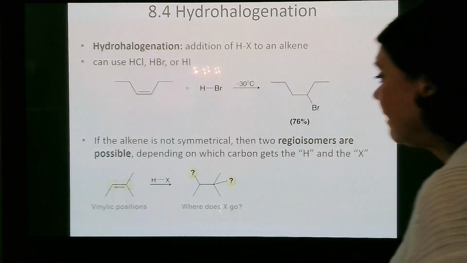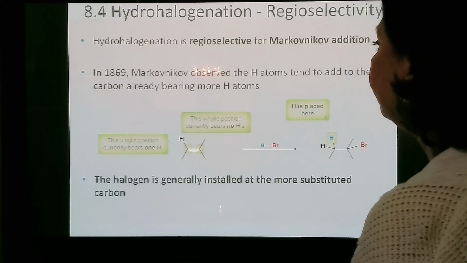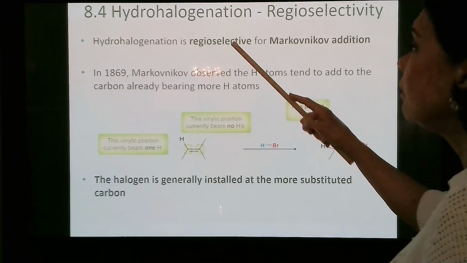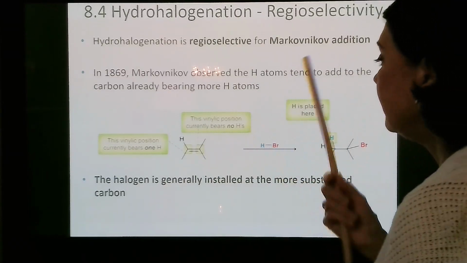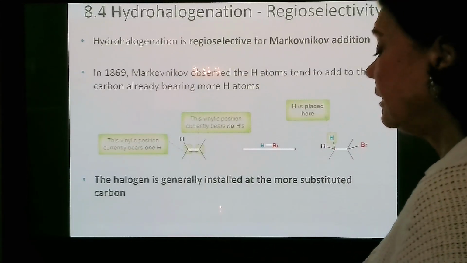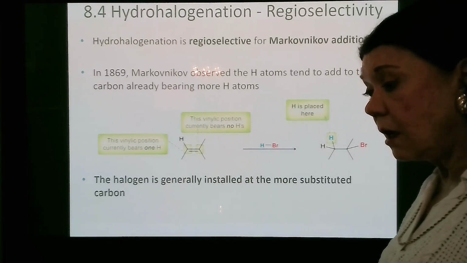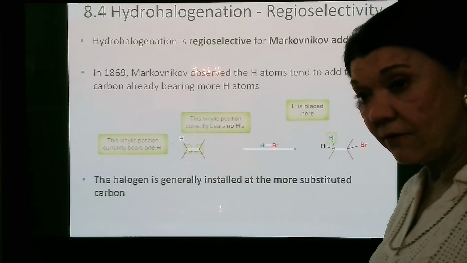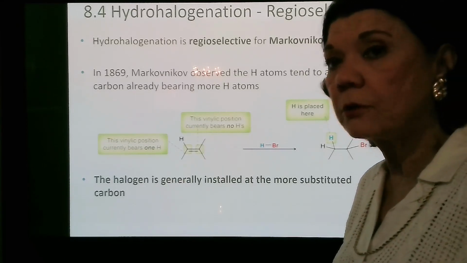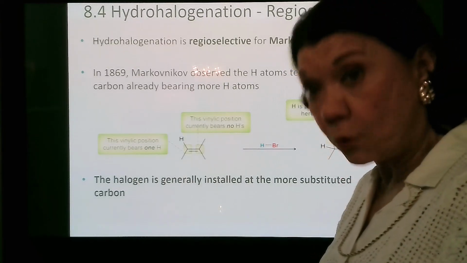Okay, so you're going to see that now again and again and again. So the hydrohalogenation is regioselective for Markovnikov addition. And regioselective means that one of the two products will be favored, but not entirely favored. In other words, you won't get 100% of one product. You'll get a predominance of one product.